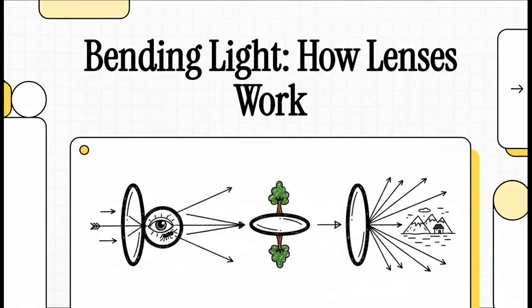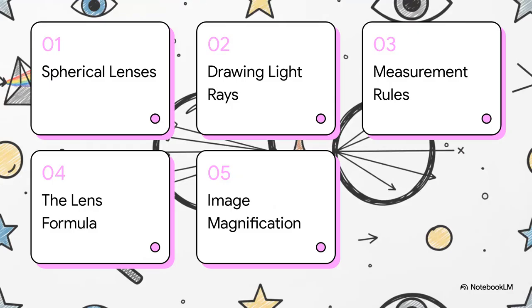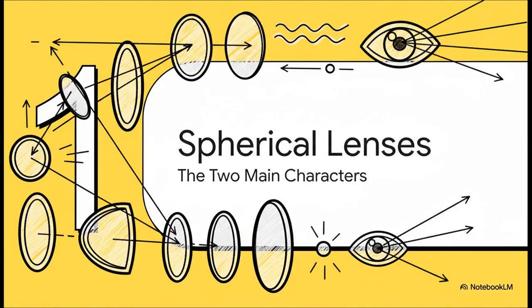So here's our game plan. First, we'll get to know the two main types of lenses. Then, we're going to learn how to predict the images they make, first by just drawing it out, and then with a really powerful formula. And finally, we'll figure out how to calculate an image's size and whether it's right side up or not. All right, let's start at the beginning.